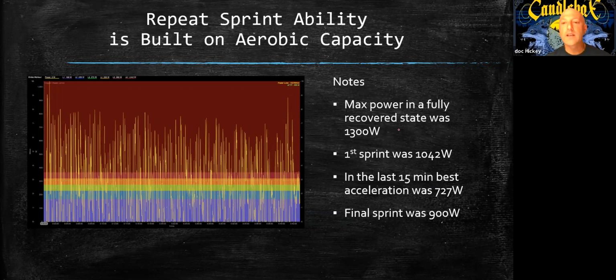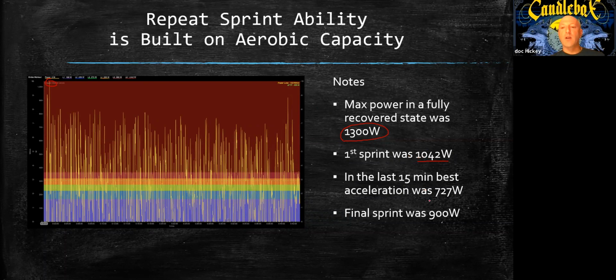So with this athlete here, their max power in a rested, recovered state was 1,300 watts. That's a lot of power. So now we take a look over here. Right there, their first sprint was the first time they burned a match. They were at almost 1,050 watts.